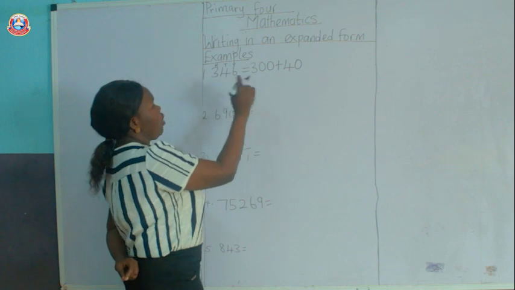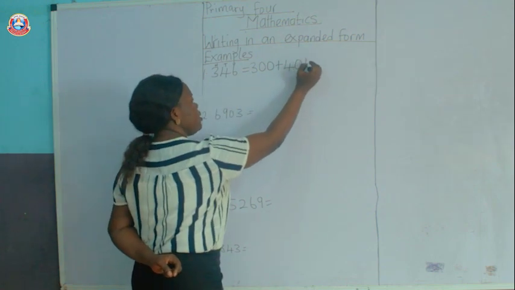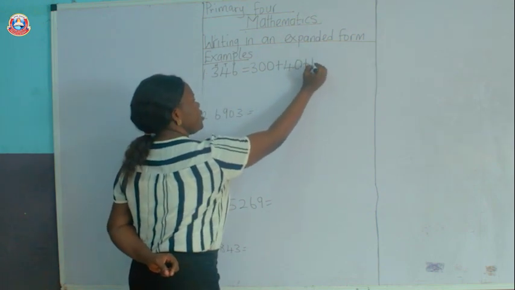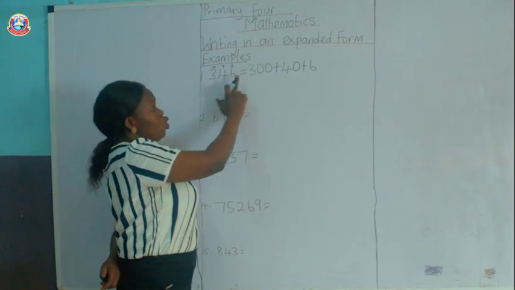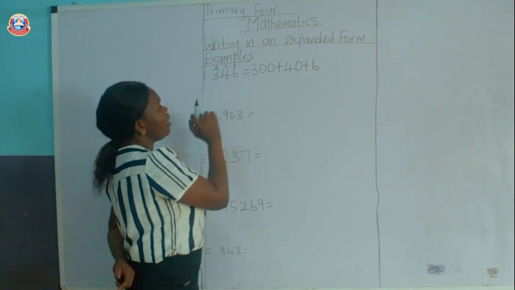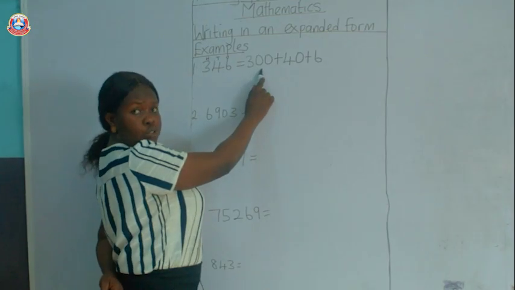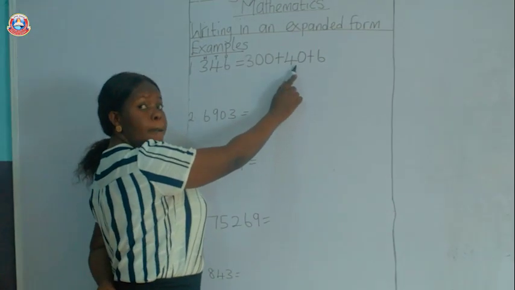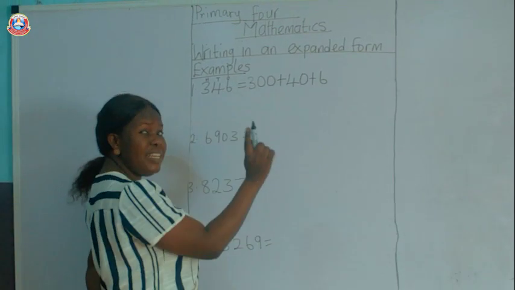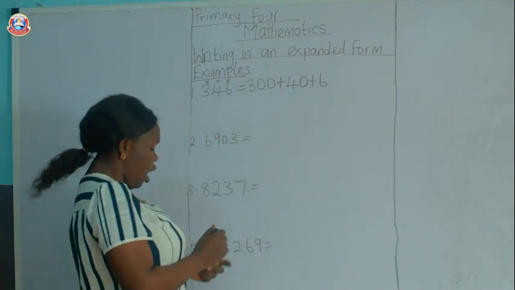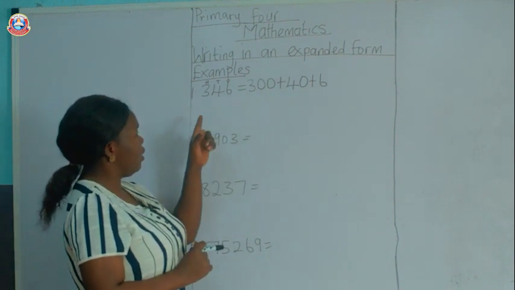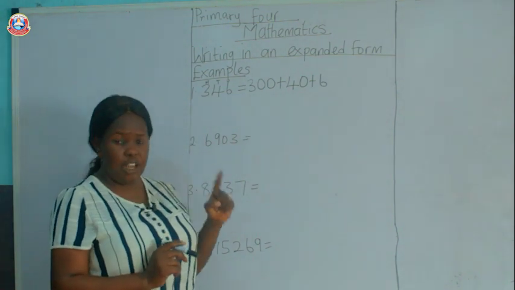Now go to the next one, which is 6 plus 6. Pick the 6, put it here. Is there any figure after the 6? No. So you leave it at that. Now looking at this now, I have 300 plus 40 plus 6. Are you seeing it? 300 plus 40 plus 6. If we add these numbers together, it will give us 346.